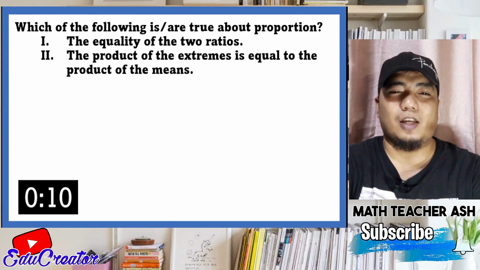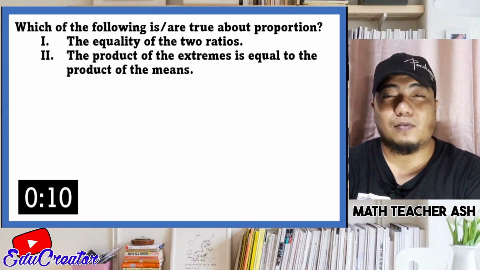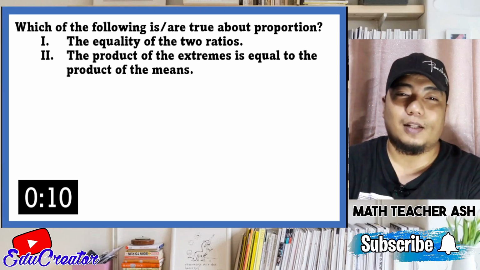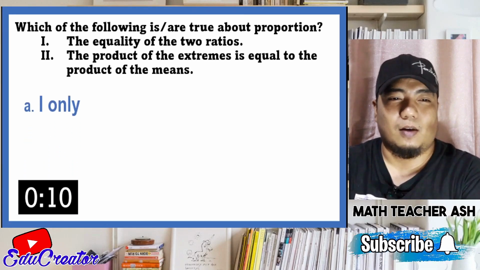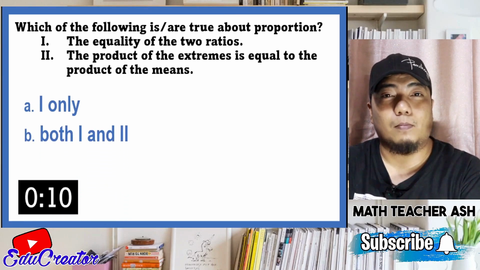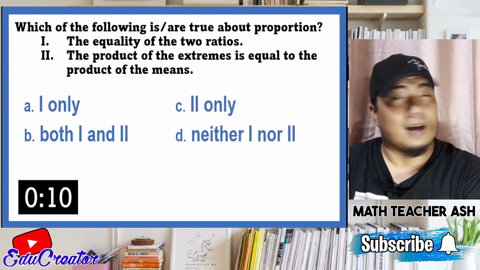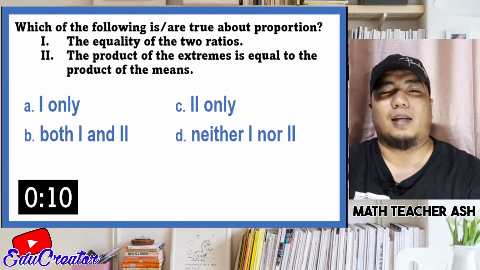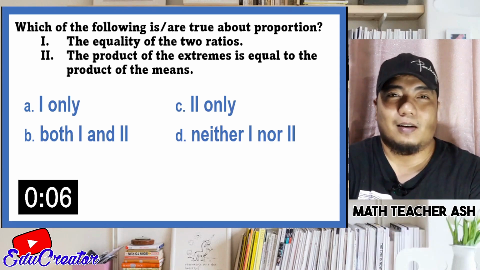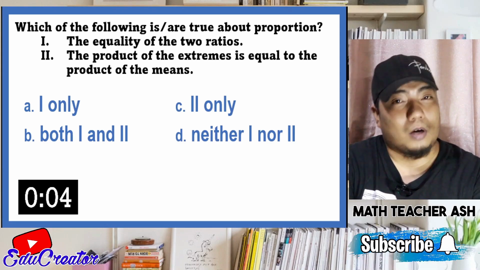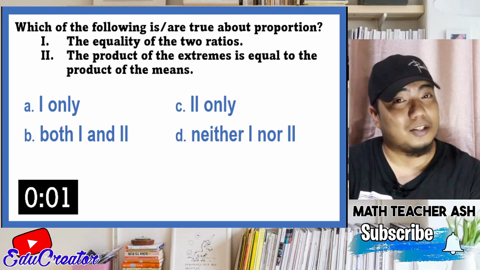Which of the following is or are true about proportion? Statement 1, the equality of two ratios. Statement 2, the product of the extremes is equal to the product of the means. Is it A, 1 only, B, both 1 and 2, C, 2 only, or D, neither 1 nor 2? Okay, 10 seconds for that question. So you just choose one of the two, or both of the two, or neither of the two.